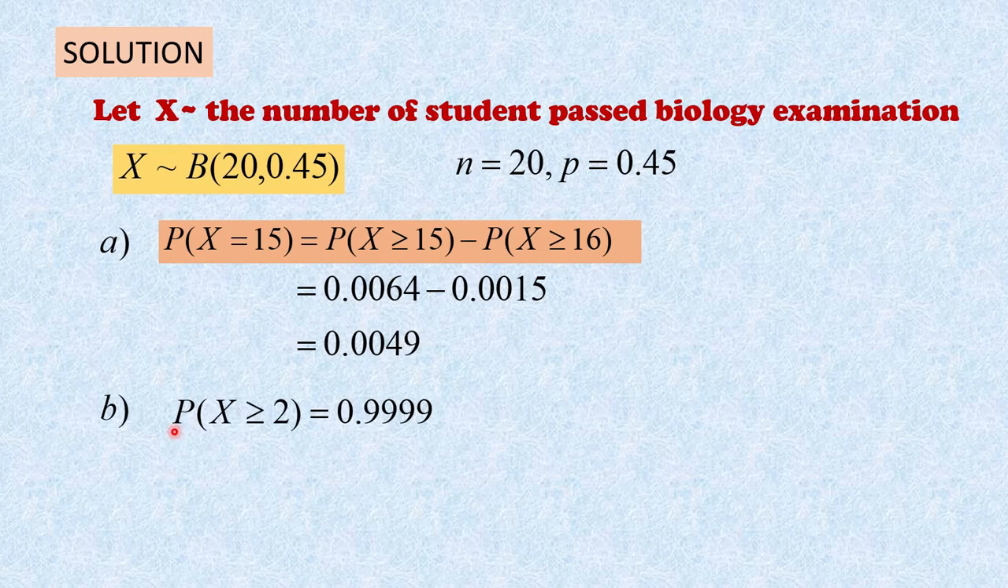What about B? Probability at least 2 students. At least, you can write in terms of symbol as probability x more than or equal 2. Okay, you can read from the table directly because this is the symbol more than or equal to. So the answer is 0.9999.